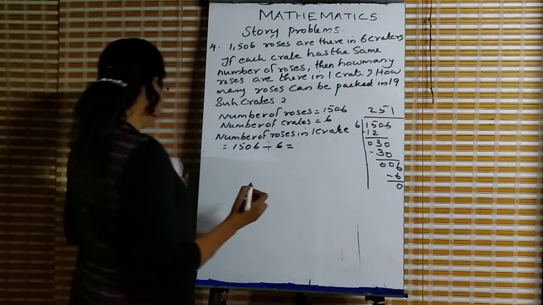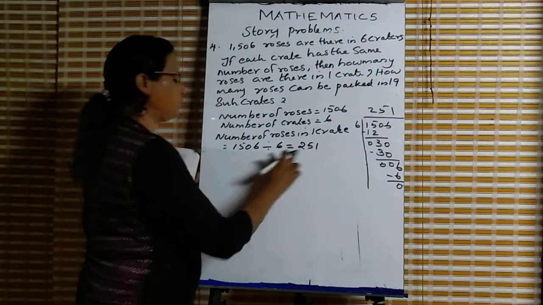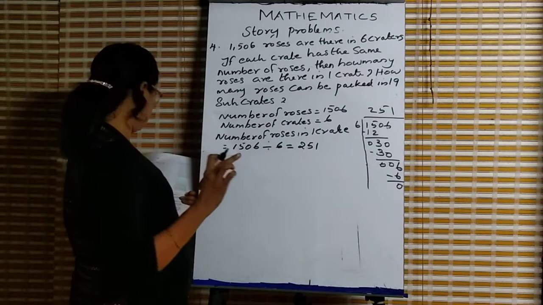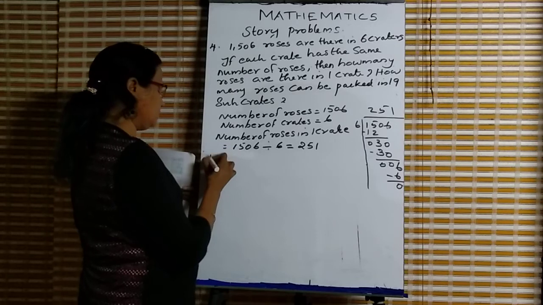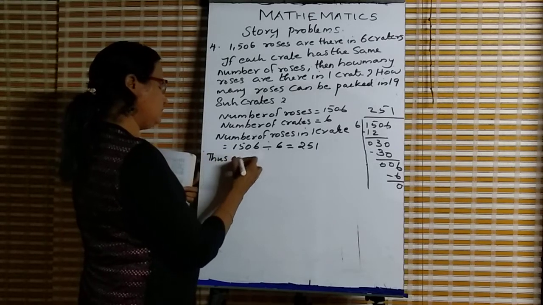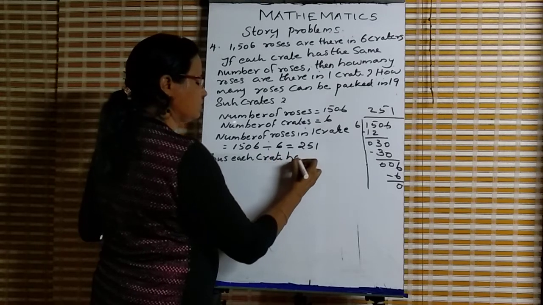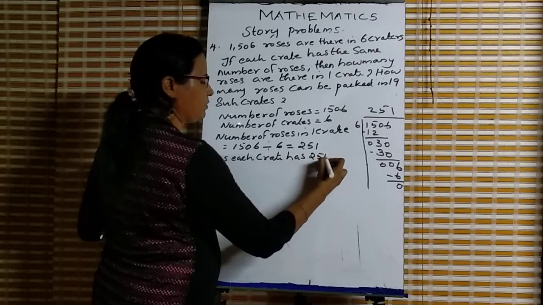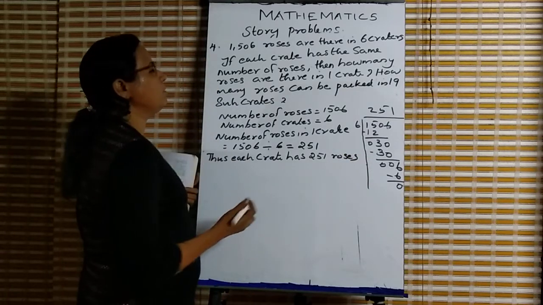So our answer is 251. So 251 roses are in one crate. Thus, each crate has 251 roses. Then look at the second part of our question.